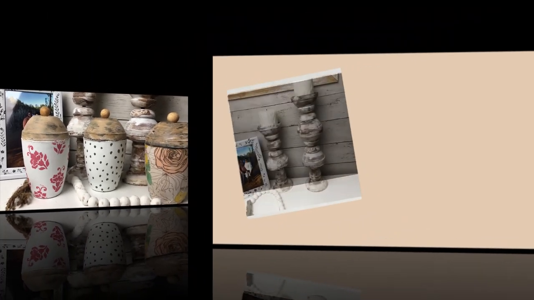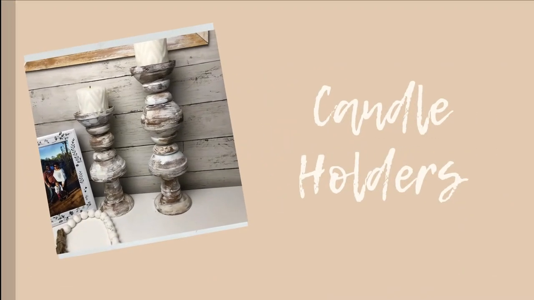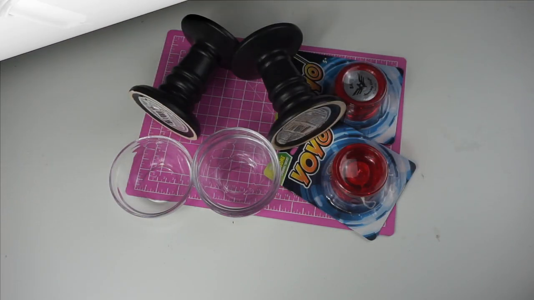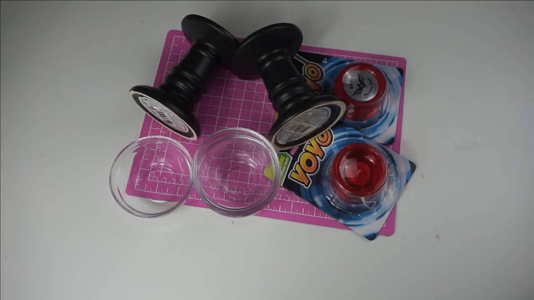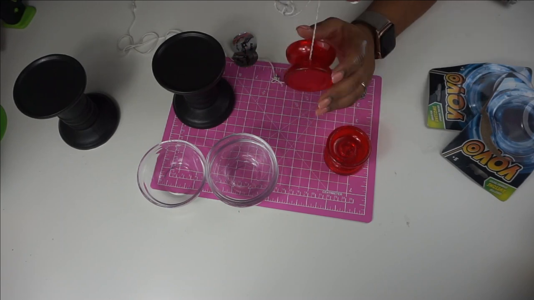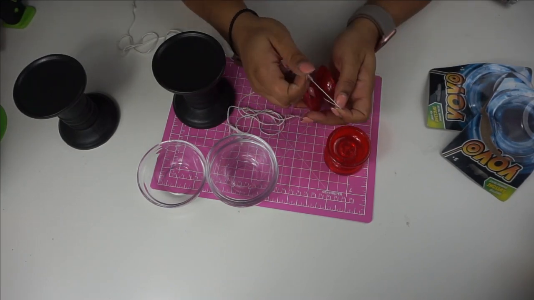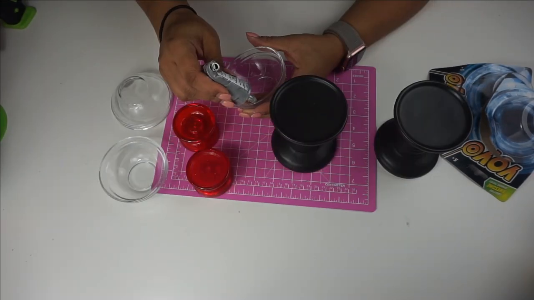For the next DIY, I am going to recreate this candle holder. Now, it's not that much. It's only $15, but it's always way more fun to make our stuff, right? And I'm going to make two of them for less than $5. So I'm starting off with these candle holders from Dollar Tree, along with two more of these saucers and then two yo-yos. So the first thing you want to do is take the string out of your yo-yo.